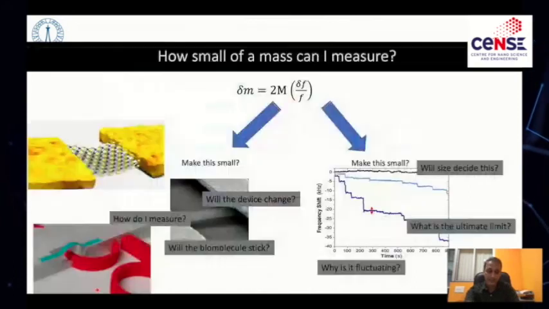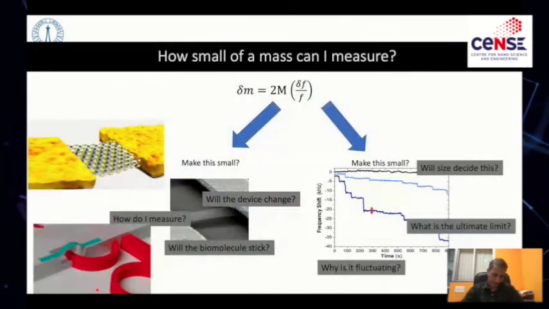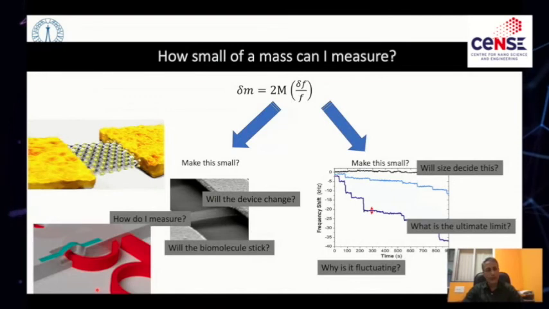Yes. So if you can just hold on to the previous slide. Murugappan has a question. About the effect of the position of the molecule, where it comes and adsorbs on the length of the cantilever. How much of an effect does that have on your ability to detect what the mass is? Very good question. That's something that is extremely important.